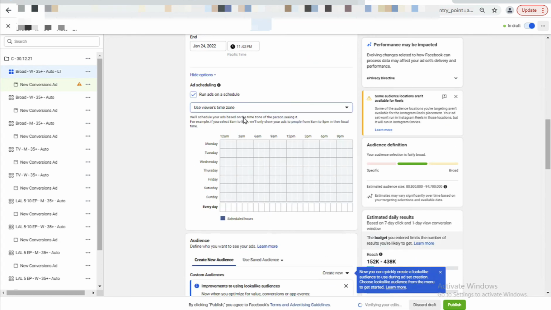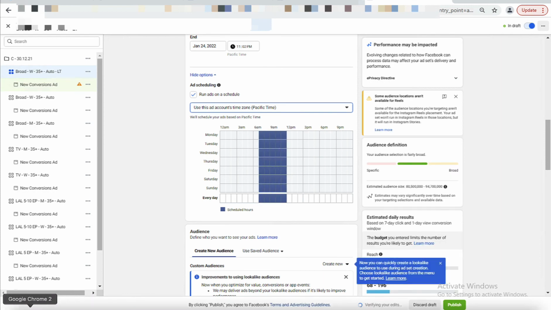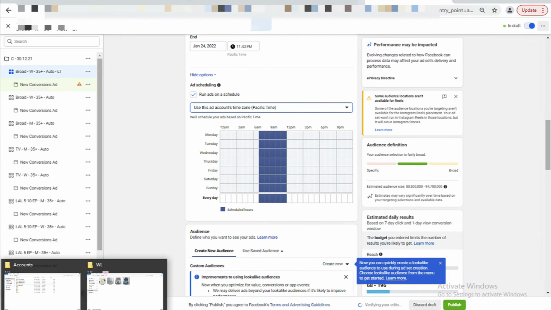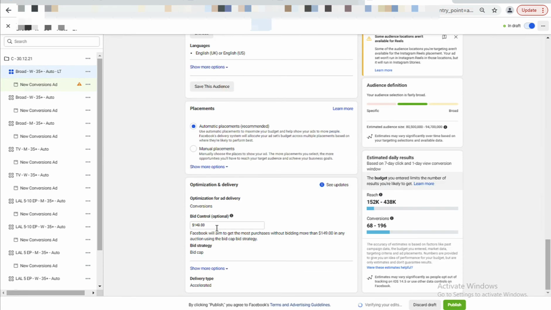and I'm going to make sure I choose ad account time zone. And I believe it was 7 till 12. I have to go back to clarify. Yeah, 7 till 12. That's it. That's all I'm doing in this campaign. Let's just go back down to the bottom. 149 is fine. So that's what we've got.